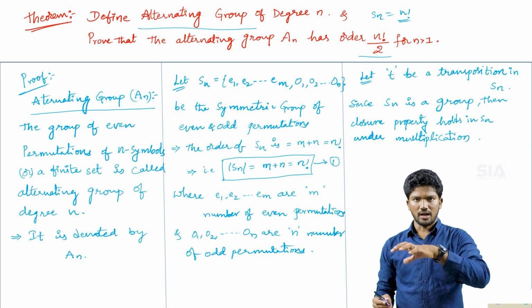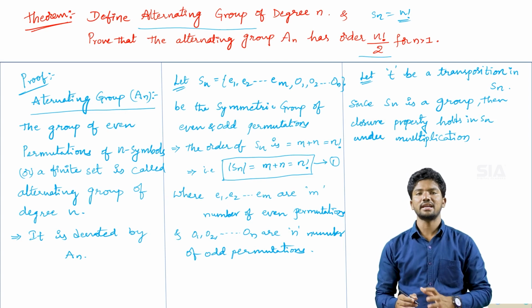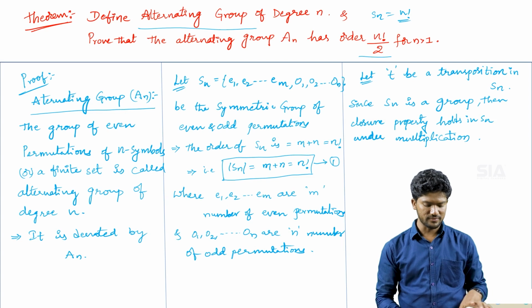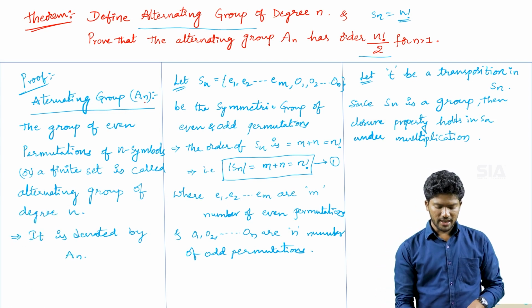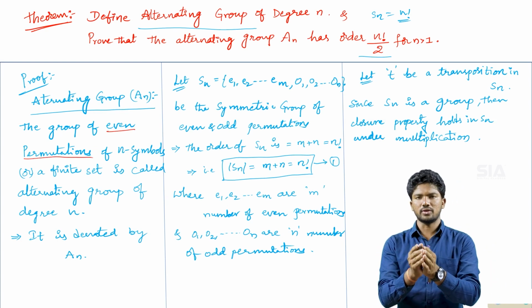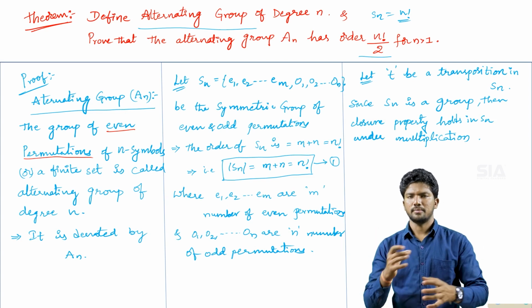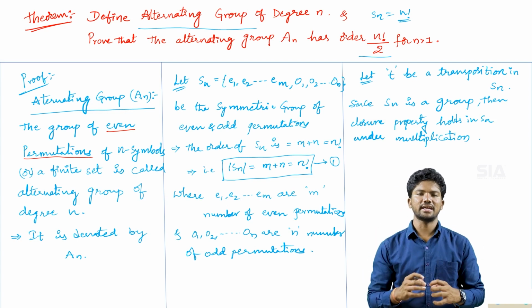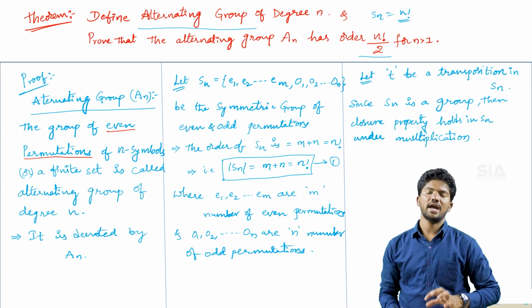Now apart from the symmetric group, we are going to define the alternating group. So let's see the definition. First of all, what is the alternating group? Alternating group, so the group of even permutations. Okay, in a group there exist even permutations and odd permutations, but here especially we are taking the group of even permutations, okay, of n symbols.